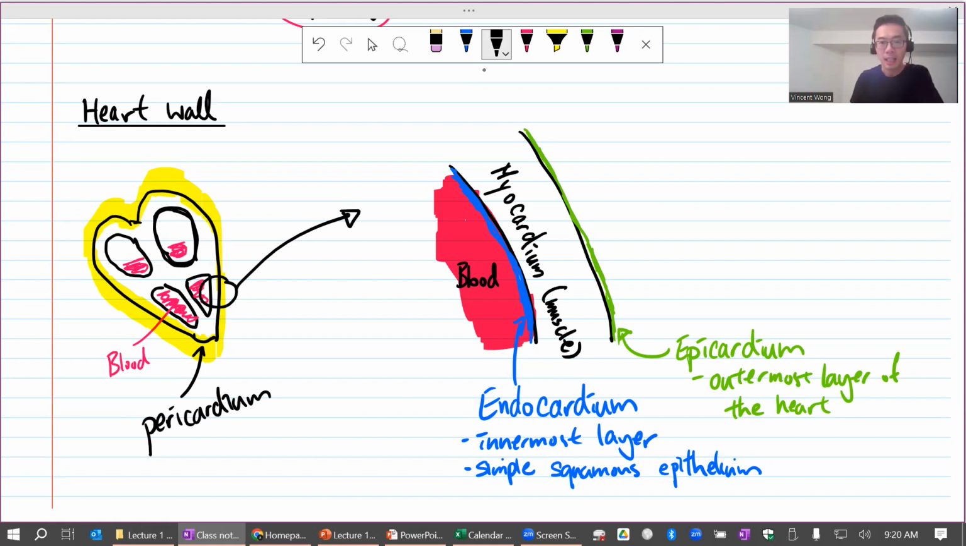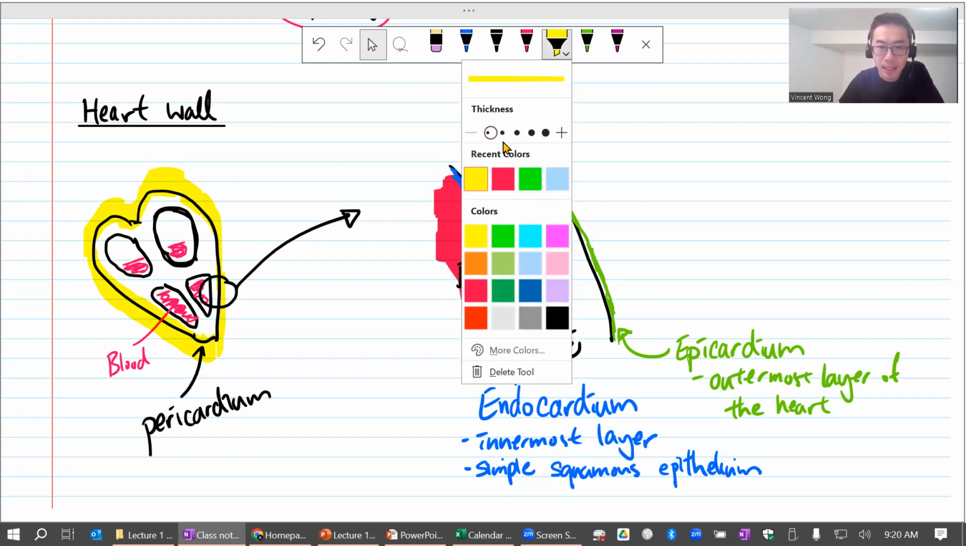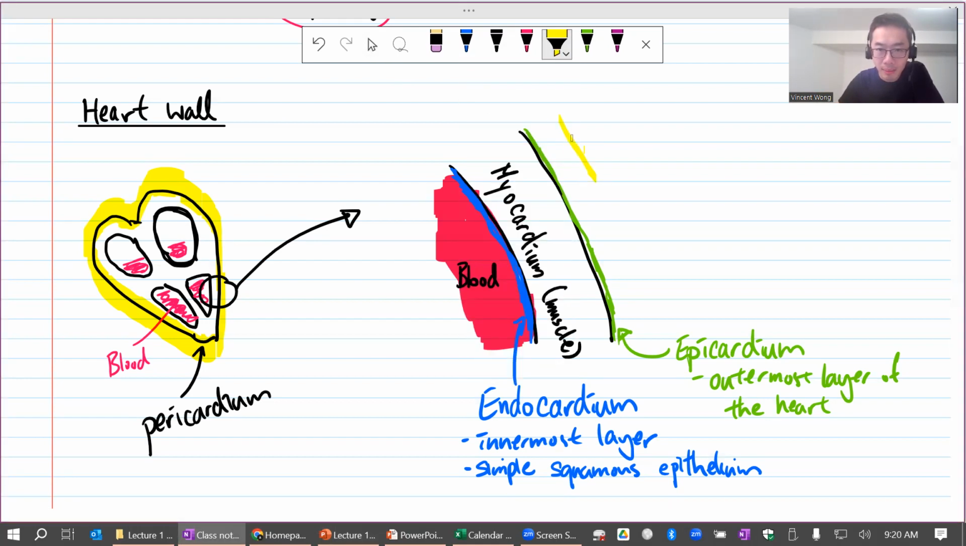So why is it confusing? Well, it's confusing because of this. Now, let me try to draw this for you. This is going to be the pericardium. Now that's the outer layer of the pericardium, which we call the parietal pericardium.